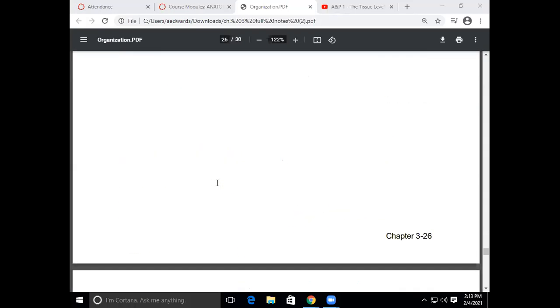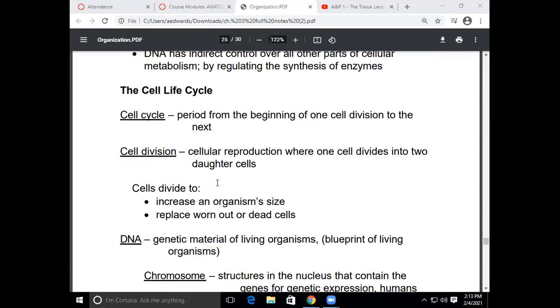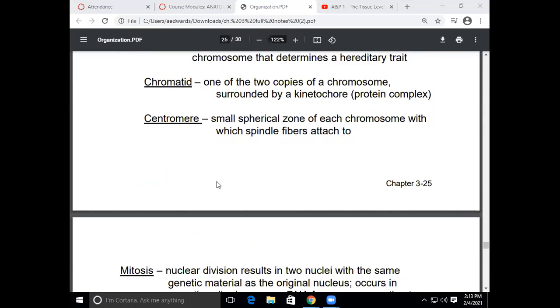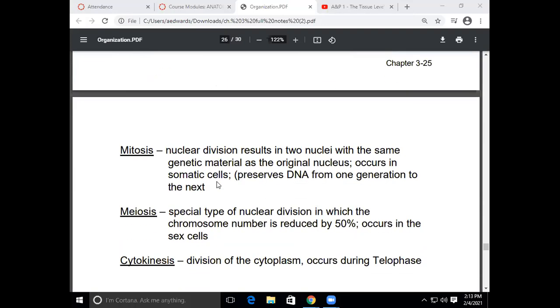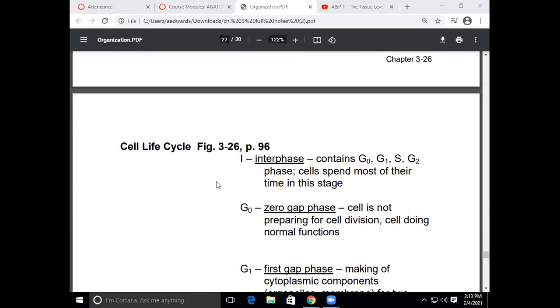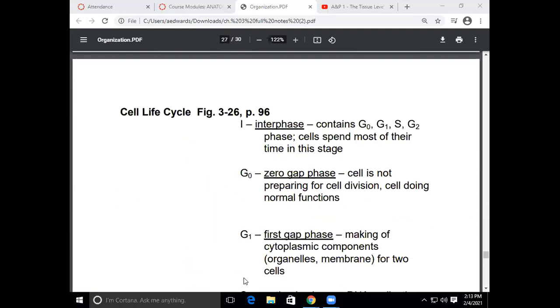All right, so let's pause here and talk to your partner about three things you've learned about the cell cycle. You can do this at home as well.